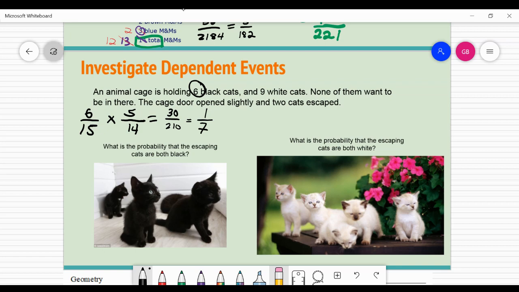The probability that the escaping cats are both white. Okay, we start with 9 out of the 15 cats are white. That's for the first cat. And then for the second cat, it drops to 8 over 14. So 9 times 8 is 72. And then 15 times 14, that's 210. And then you're going to have to simplify that fraction to 12 over 35.